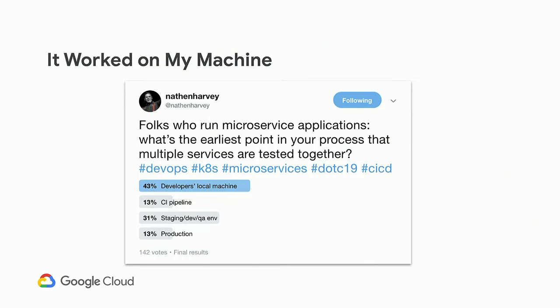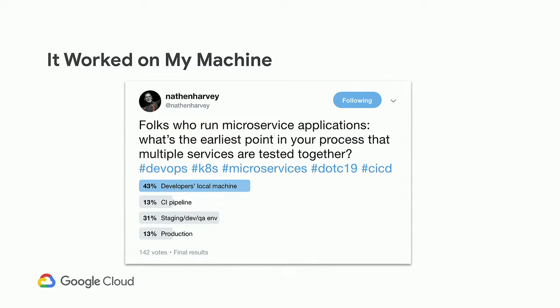And the last thing is the classic, almost cliched at this point, well, it worked on my machine. So we ran a survey on Twitter. We asked people, for people in microservice architectures, where's the first point in time that you actually test your app versus the other services it interacts with? And this number was actually a lot higher than we thought. So 43% of developers were actually testing it in their local machine before pushing to prod.